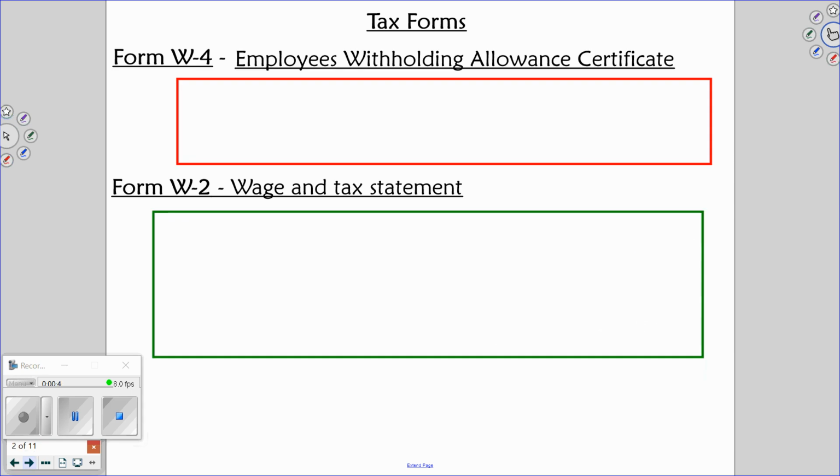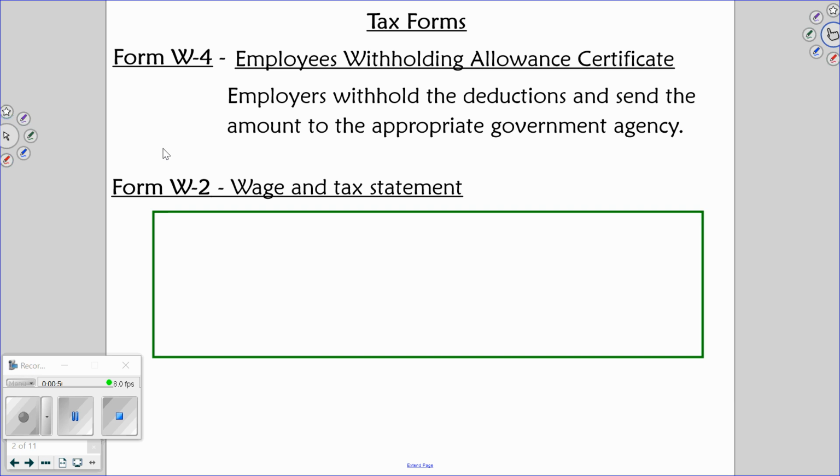All right, so the first form is the W-4. This is the Employee's Withholding Allowance Certificate, which sounds very fancy and difficult. This is employers withholding the deductions and sending the amount to the appropriate government agency. So your employer will automatically take the money out of your check and send it to the correct taxes and locations that you designate. Which is good because, let's be honest, if they gave you your entire paycheck and it was up to you to make sure you paid all that, you wouldn't want to pay that. So they take it out ahead of time and send it to where it needs to go for you, which is better.